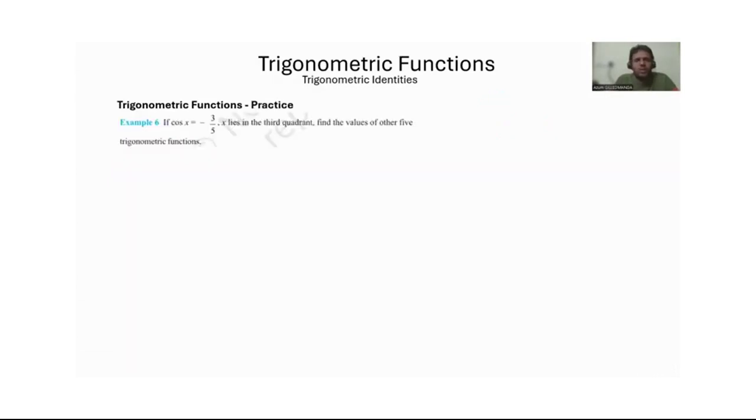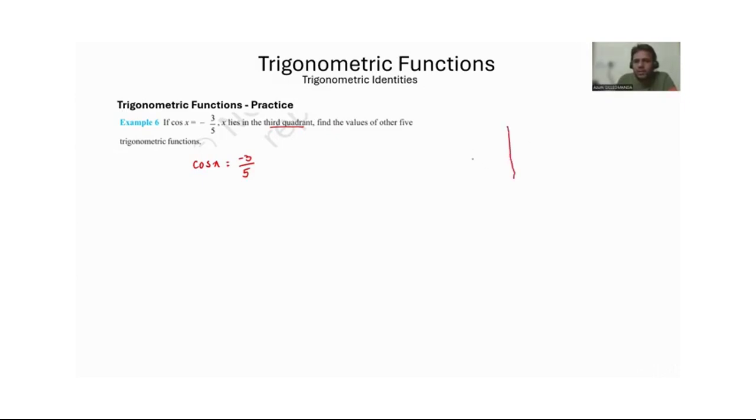All right. Now let's look at some practice. Let's do some practice. So if cos x is minus 3 by 5, so where do we get minus values for cos? Guys, it can be in the second quadrant or third quadrant. Here he also gave that x lies in the third quadrant. There's a hint here. So, okay, x is in the third quadrant. Find the values of the other 5 trigonometric ratios.